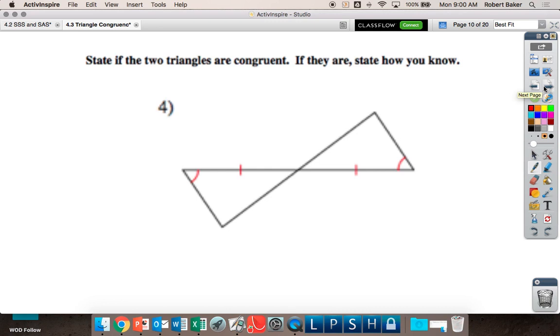Yes or no? Yes. Why? You have an angle congruent to an angle. You have a side congruent to a side. What about this angle right here? They are vertical angles and they are congruent. So what shortcut proves those two triangles are congruent? The ASA shortcut.